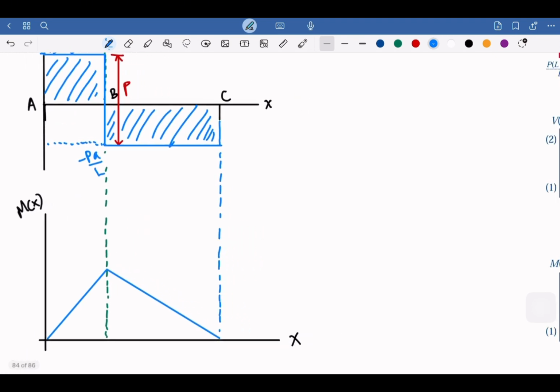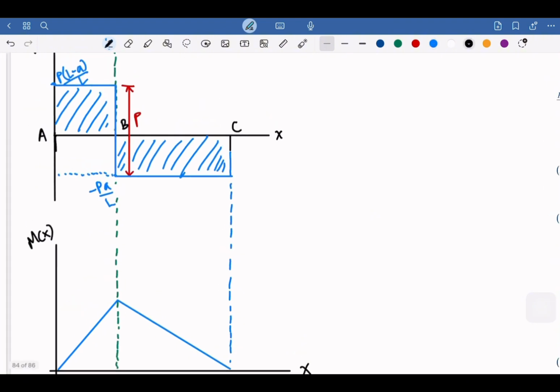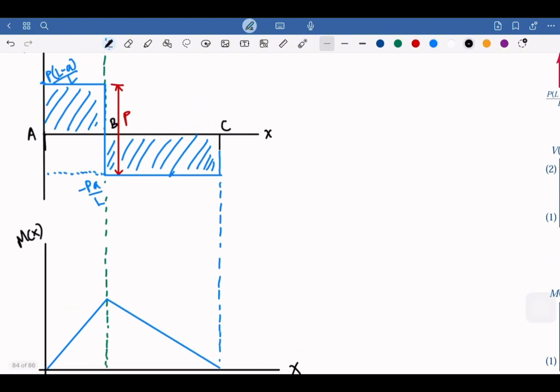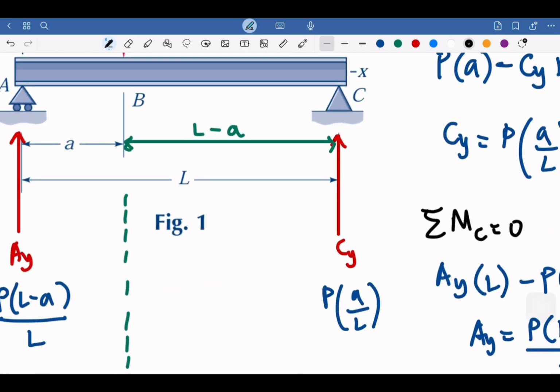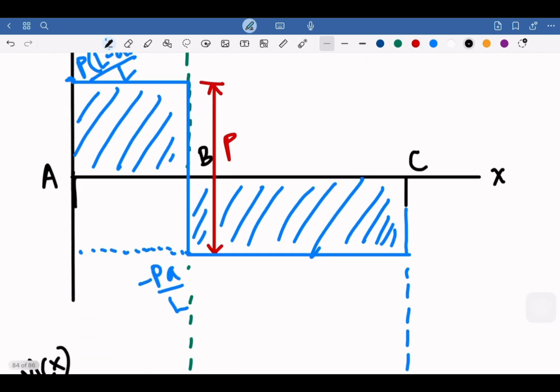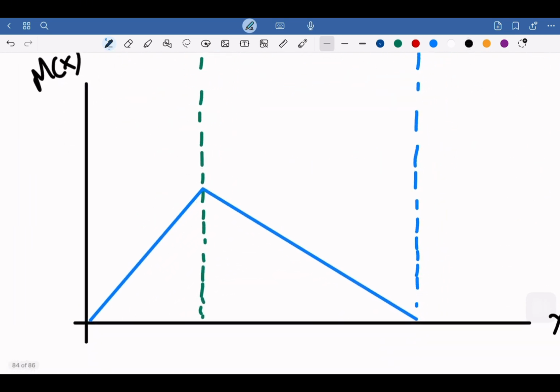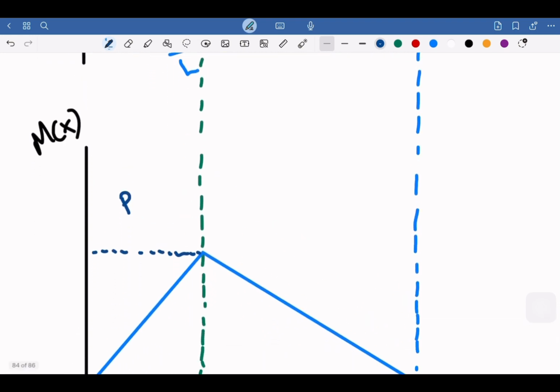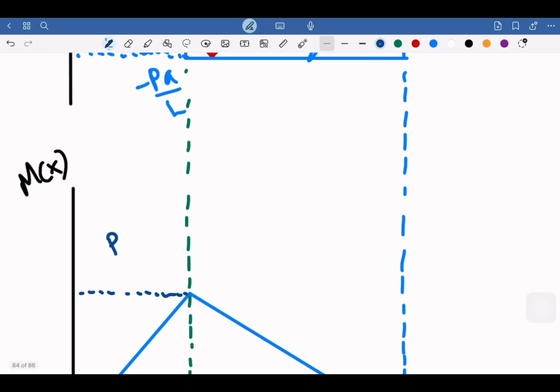We could get the P (L minus a) over L multiplied with a, because that is the a, right? Here, if we start from the left, the maximum moment that we could describe is basically the moment or the V that we get, P (L minus a) over L multiplied with a. That's the maximum. Let me write here. Okay, that's the maximum moment.